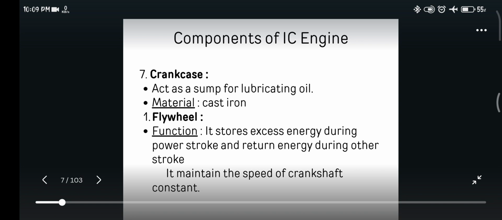Material: cast iron. Eighth, flywheel. Function of flywheel: it stores excess energy during the power stroke and returns energy during the other strokes. It maintains the speed of the crankshaft constant.